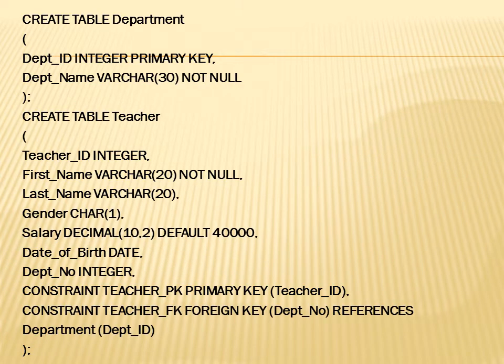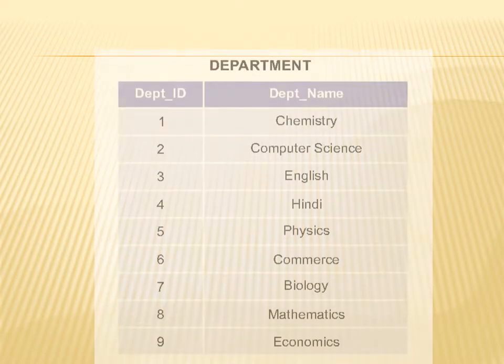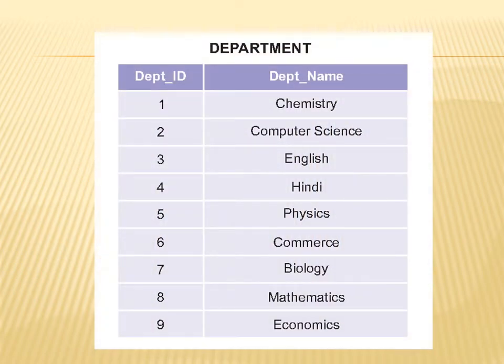Now see here, you will be familiar with these tables. The two tables are there. In the previous video we have seen them, the department table and the teacher table. So I am creating the department table and the teacher table. Everything is the same as it was in the previous video. Now using the insert command, I am inserting the values also. The department table will look somewhat like this after inserting the values.